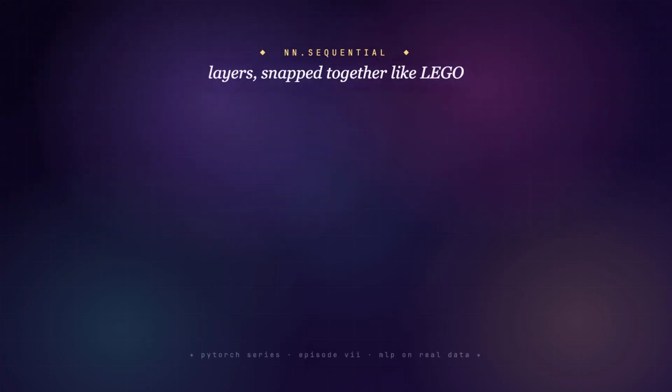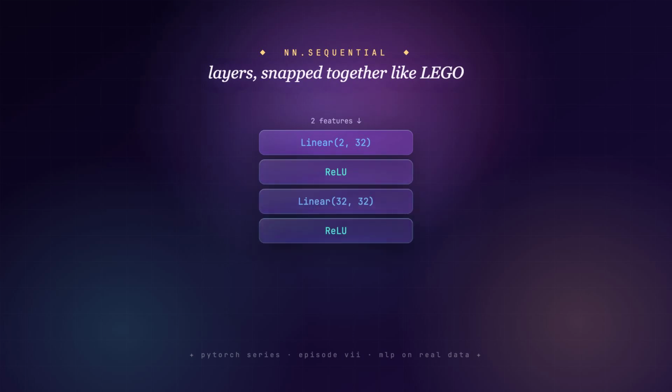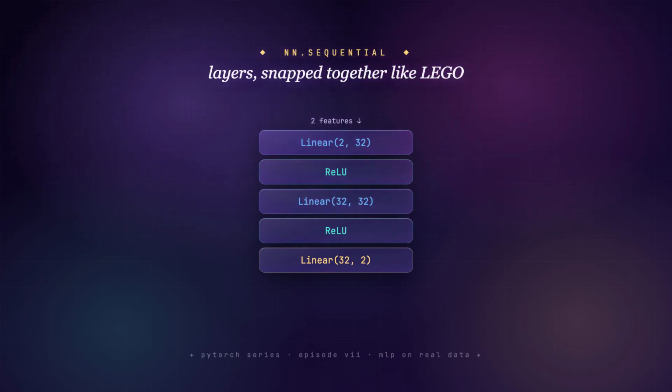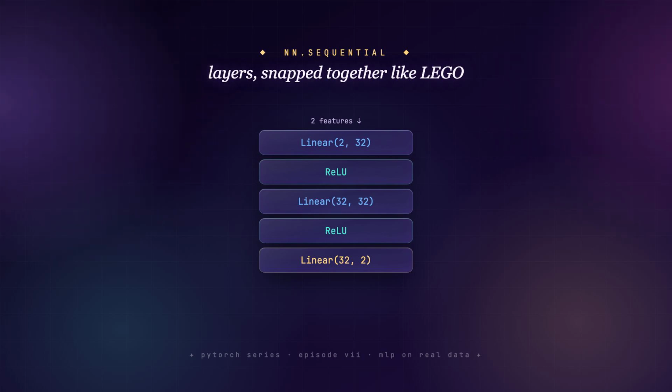And nn.Sequential is how we stack it. Like Lego, linear, then ReLU, then linear, then ReLU, then a final linear. Each block hands its output to the next. You read it top to bottom, and that's literally the order the data flows. No forward function to write, Sequential writes it for you.